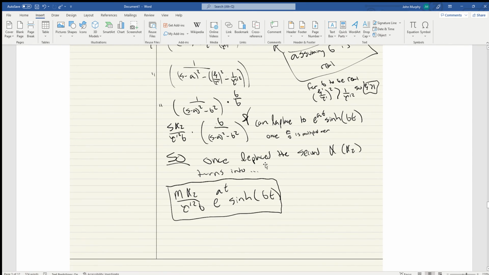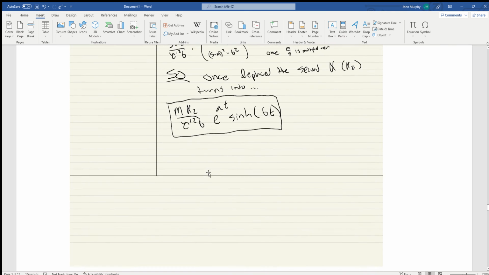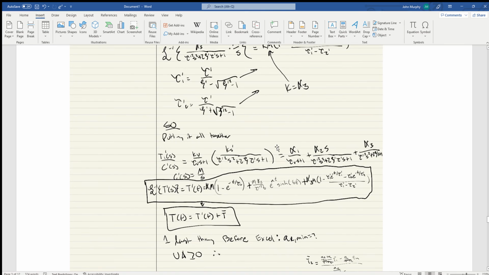And so once we inverse Laplace that, it's going to be equal to e^(at) sinh(bt), and then of course the constant up front because of all the manipulation we had to do. That leaves us alpha 1 and alpha 3, the other two parts, and they were pretty simple, just plug and chug, having to find two new time constants, but that's just because of the nature of the second order process.